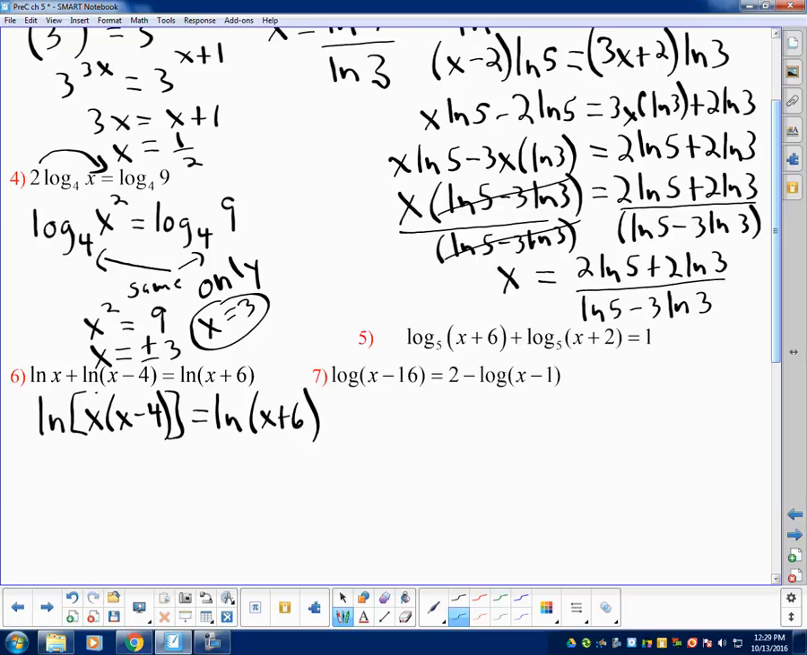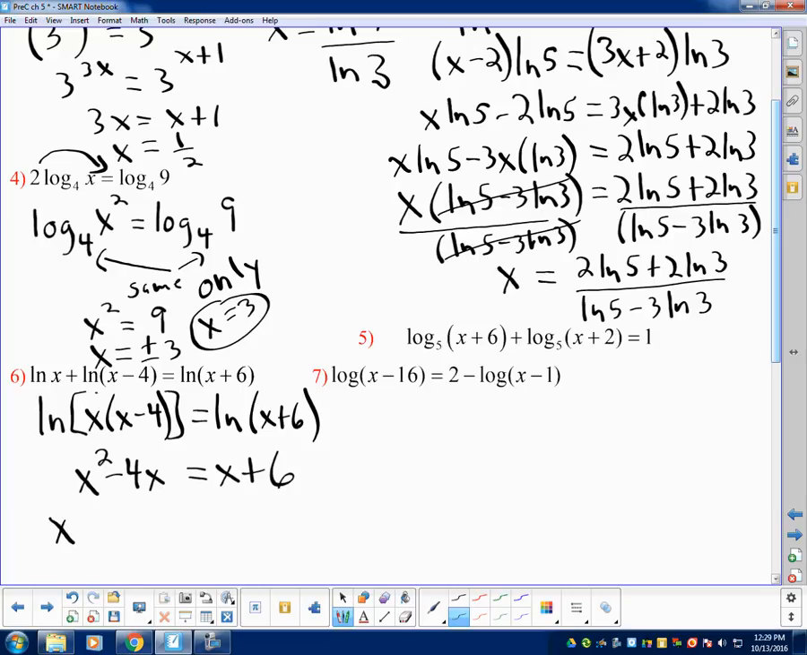And so using the properties of logarithms, I'm going to write that as a single logarithm. So now, because I have logarithms of the same base on each side, I can drop the logarithms and just say, okay, x squared minus 4x must equal x plus 6. And now I have a quadratic equation that I hope is factorable. Because if it's not factorable, then I have to use the quadratic formula to solve for x.